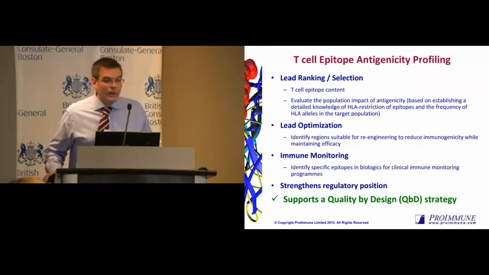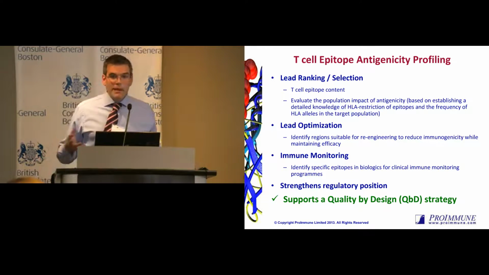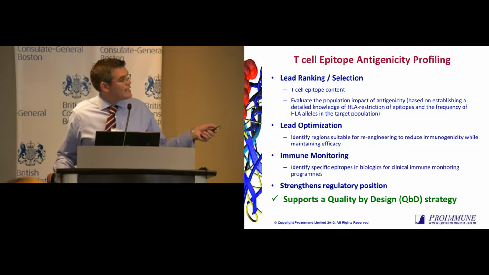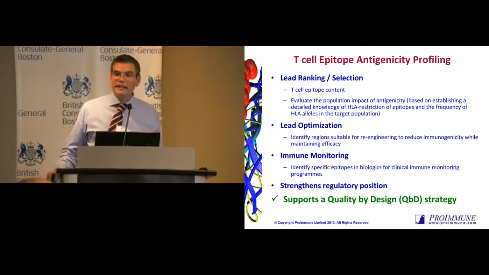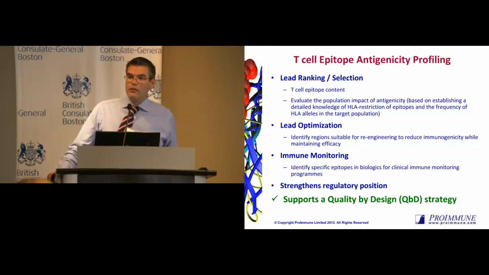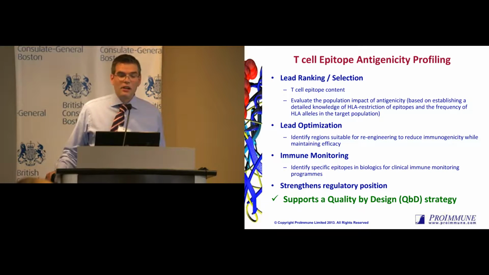So why are we interested in profiling epitopes relating to unwanted immune responses? There will be many different reasons that people in the room here are interested in that. One may be that you're in quite early stages of developing a biotherapeutic, and the question of lead ranking or lead selection may come to the fore. In this context, it's important to really understand what that total T-cell epitope content is of your biological molecule. That can be in a qualitative way, or it can be even trying to characterize the precise T-cell epitopes.